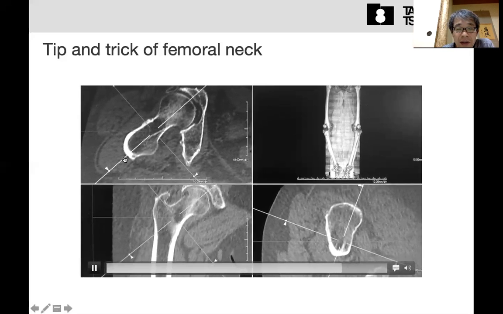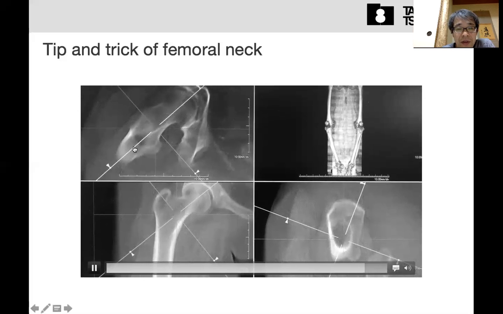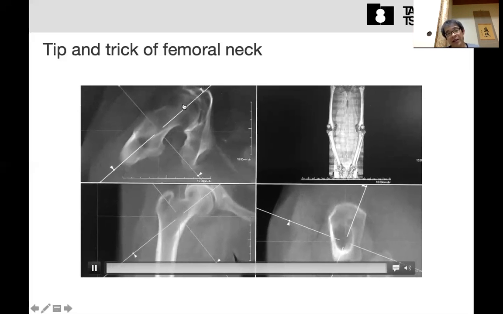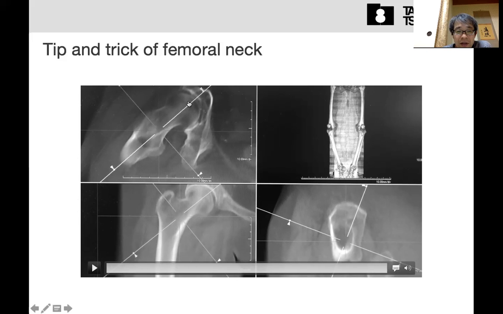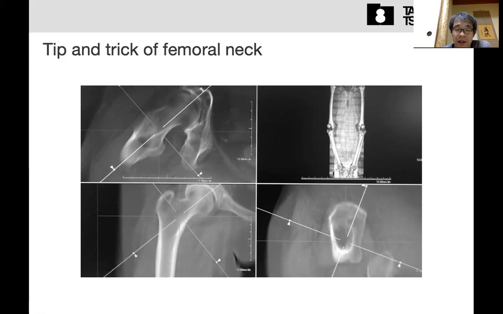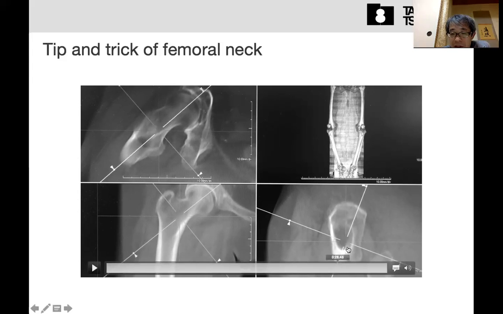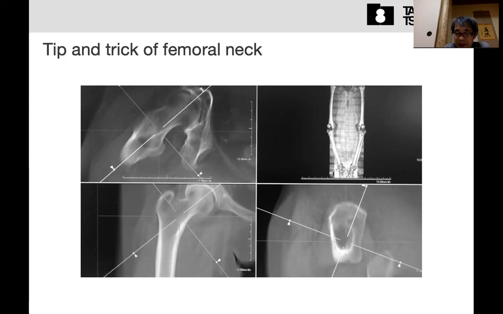If we insert a lag screw from the shaft of the femur to the femoral head center, it naturally passes posterior in the femoral neck. But don't worry. It looks like it's passing the posterior side in the neck, but it must pass the bottom of the femoral neck. Okay, Chandra, do you understand? Professor, yes.